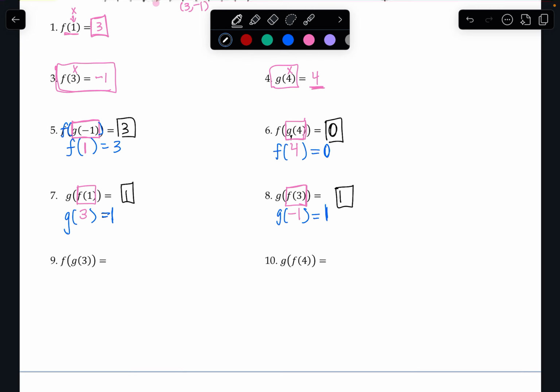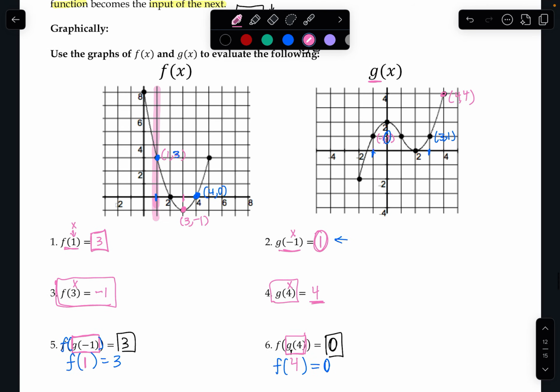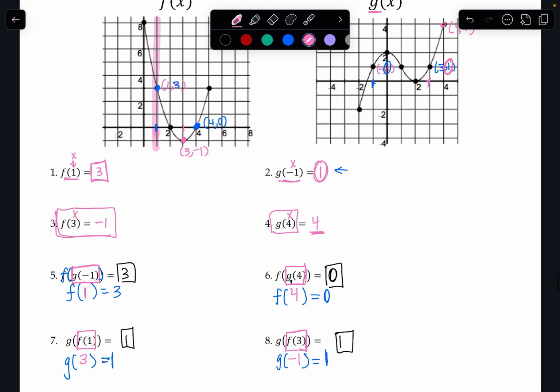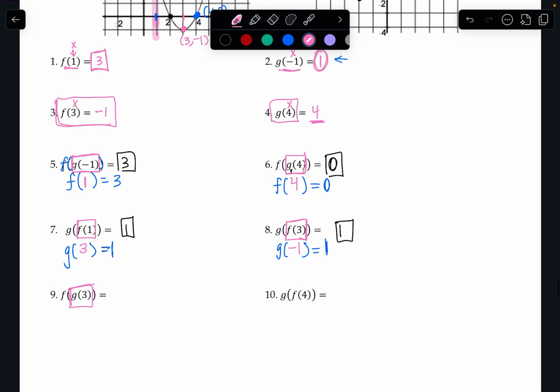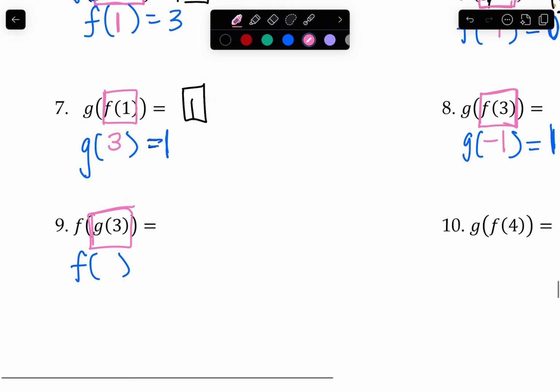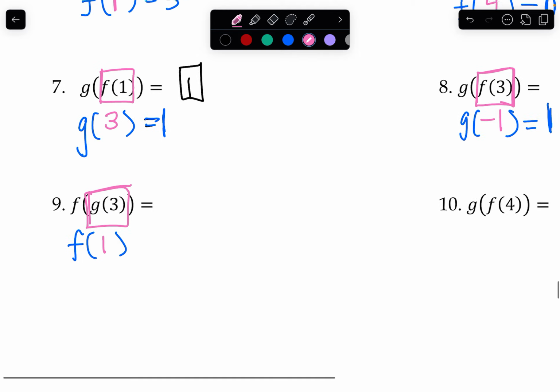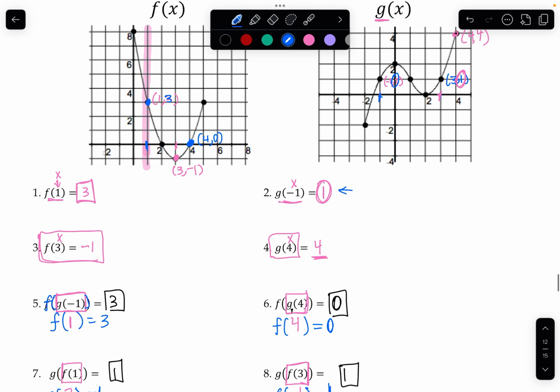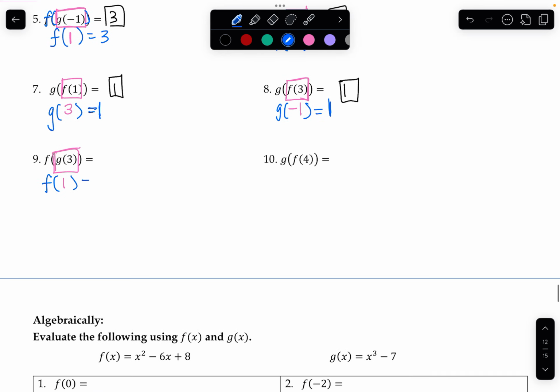Number 9, we need to figure out what g of 3 is first. So going to g, at 3, the output is 1. So this problem becomes f of 1, and then f of 1, the output is 3. So our final answer is 3.